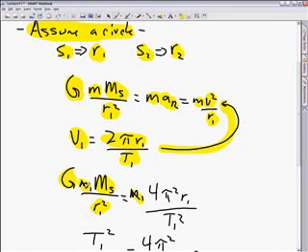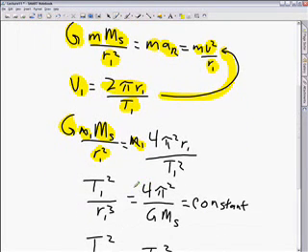Our masses cancel out, so it doesn't matter what the mass of the satellite is. And moving things around, we get T1 squared over R1 cubed. Okay. Now, on the other side of the equation, that ends up with 4 pi squared over the gravitational constant times the mass of the sun. Okay. Now, this side here are all constants, right? The 4 pi squared, the gravitational constant, the mass of the sun, that's all going to remain constant. Okay.